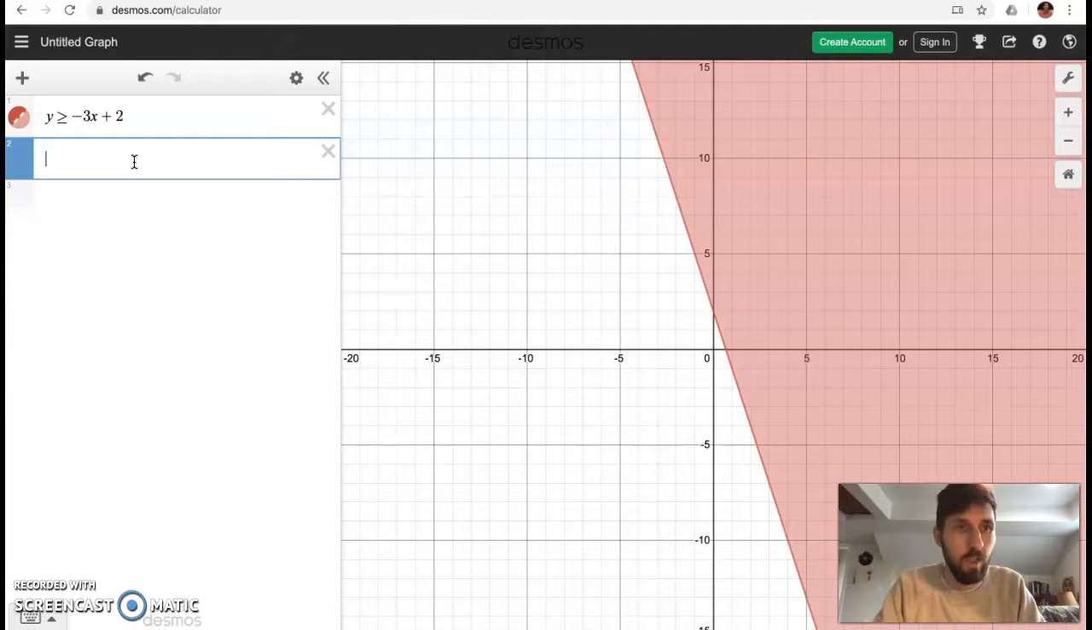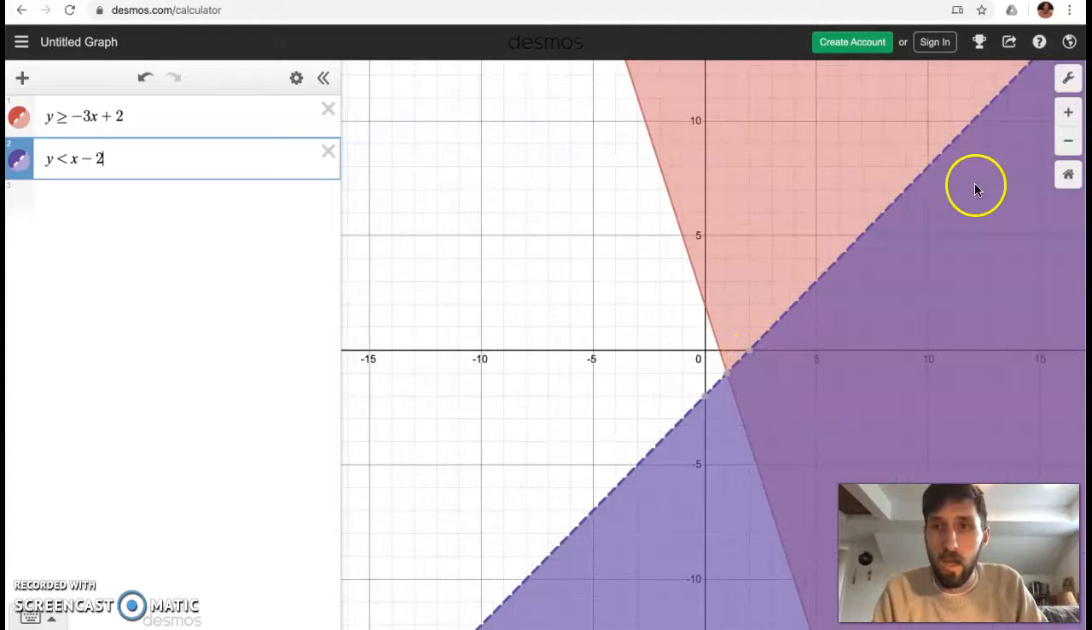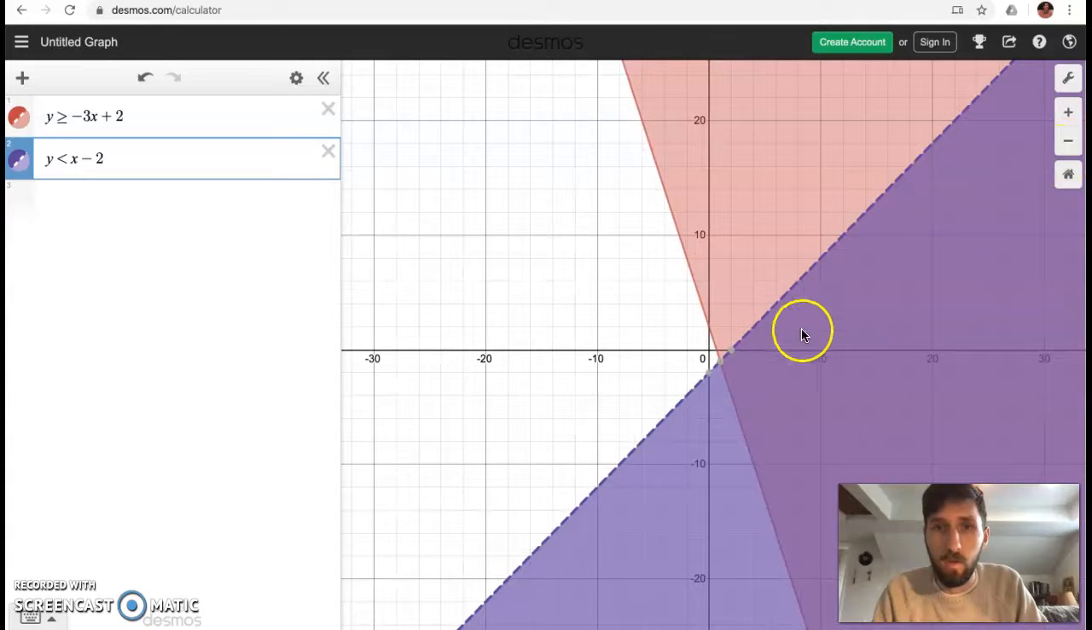Step 2, we're actually going to make a system out of this. All we mean by the system is that we're going to have a second inequality. So we're going to do the inequality y is less than x minus 2. Okay, so we should notice it starts at negative 2, goes up 1 over 2. Something that we should notice now, though, is that there are two things.